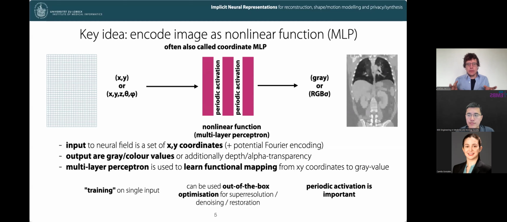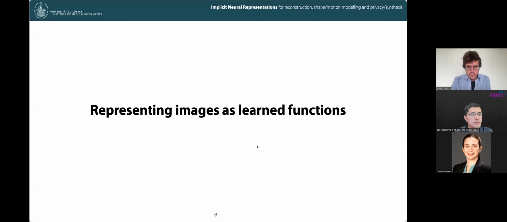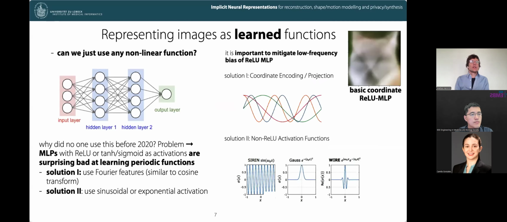INRs are resolution agnostic to a certain degree, which means that even if I haven't sampled the image at a particular resolution, I can still probe the trained network using new coordinates at, for example, double the resolution or half the resolution or something like this. But to make this work, some specific activation function or some specific conversion mapping of the input is important. And this is also the reason why this hasn't been picked up earlier on.